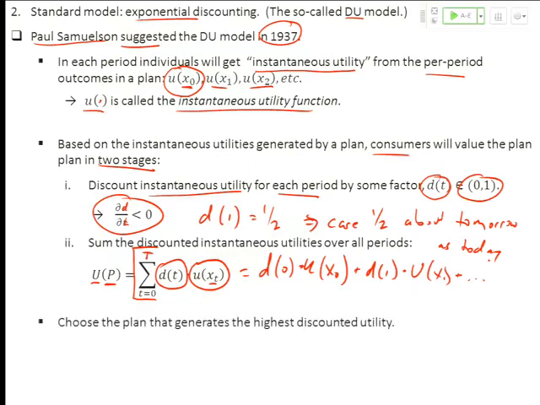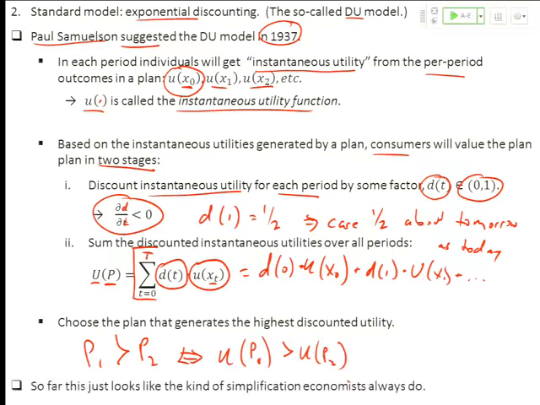Okay. And then you choose the plan that generates the highest discounted utility. So this is a trivial thing, but just to drive home the point over and over again, if you're doing economics, you're doing utility maximization. So you choose one plan over the other if and only if when you stick that plan into the utility function, it comes out bigger. Okay? All right. So this is just exactly the kind of simplification that economists always do.